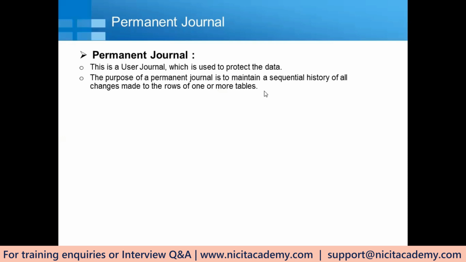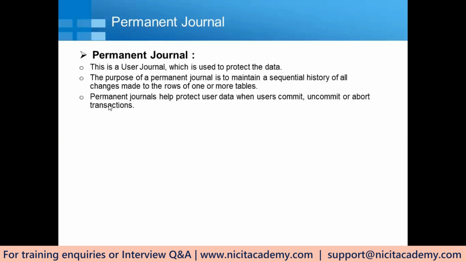So you can go to the state of the 10 previous transactions, but it will occupy more space. The permanent journal protects the user data. When the user commits or uncommits any transaction, it will be maintained. Whenever you are doing a commit, an image will be taken.